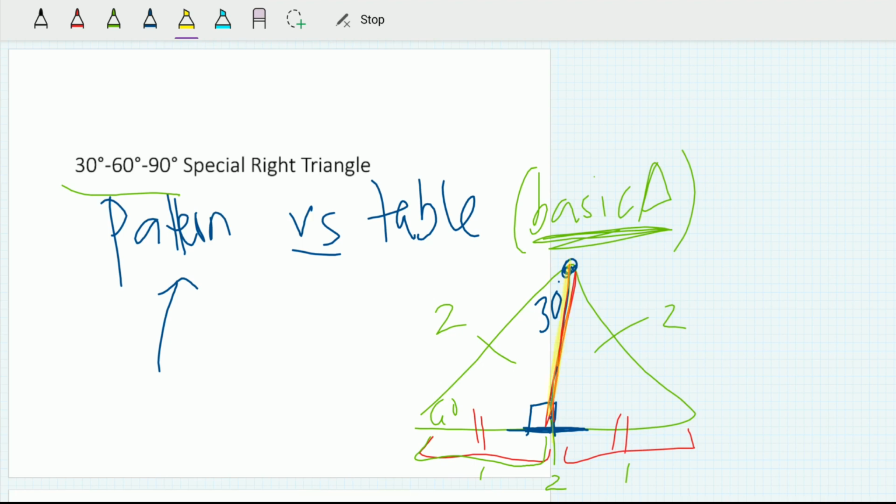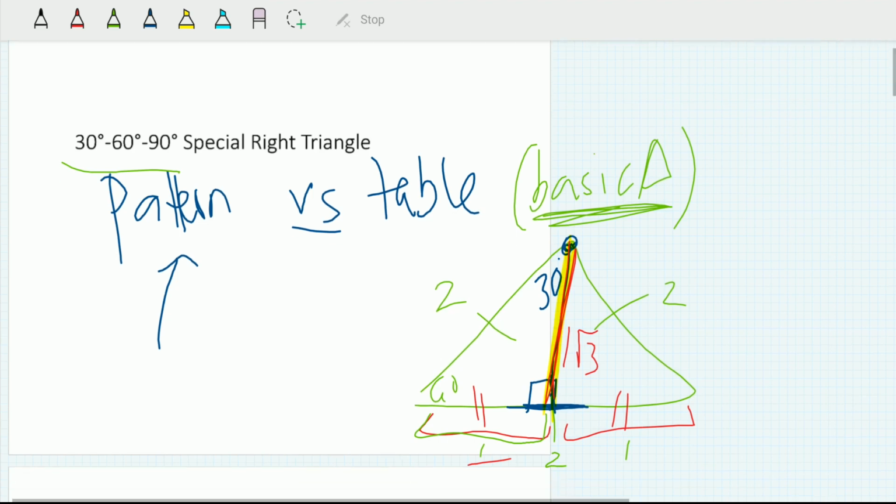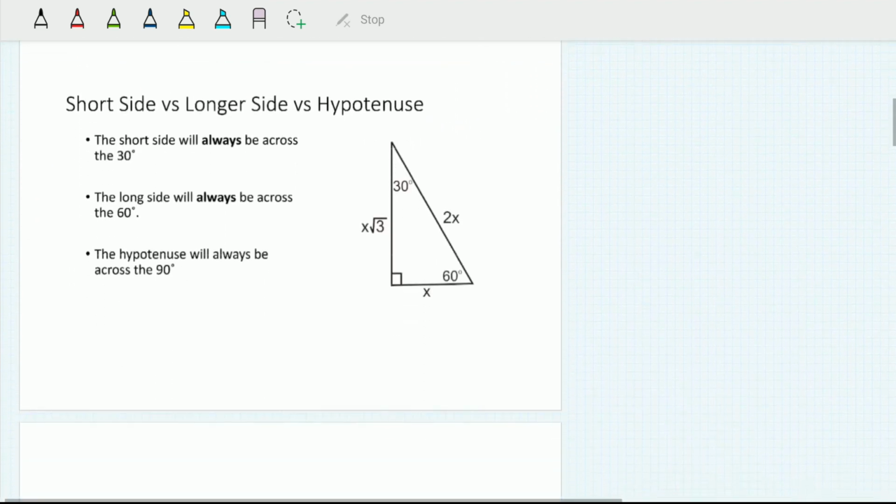For those of you that remember the pattern, to get the missing side, which is this one right here in the middle, it's going to be the exact same length as the short side times square root 3, so 1 square root 3, right? It's just a pattern. If you don't understand where this is coming from, then I suggest you go watch the pattern video for the 30, 60, 90. And so this brings us to our table and our pattern, right?